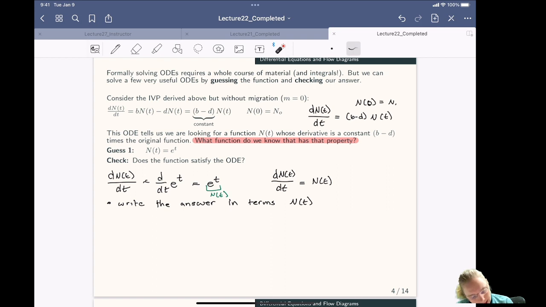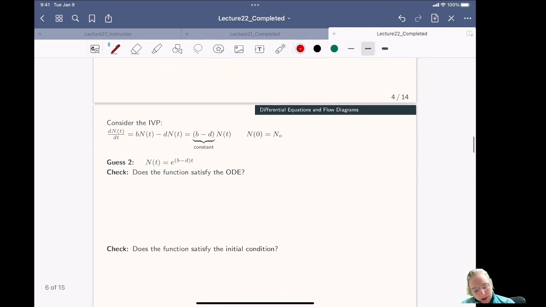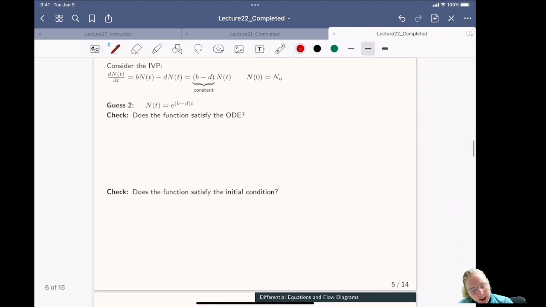Is that differential equation the same as the differential equation we got up here? No, it's not. We're missing this constant (b minus d). So this does not work. That guess did not work. But we almost got there. We were really close. So let's change it only a little bit. Let's add that little constant up here in the exponent.